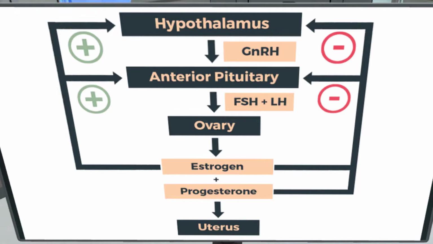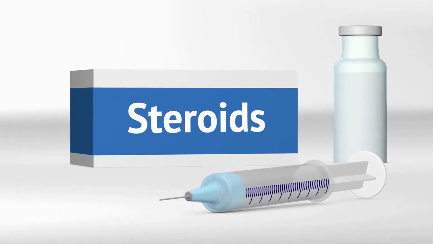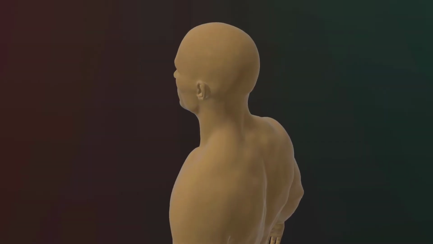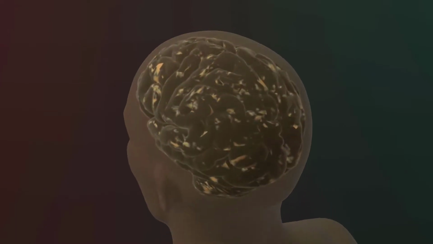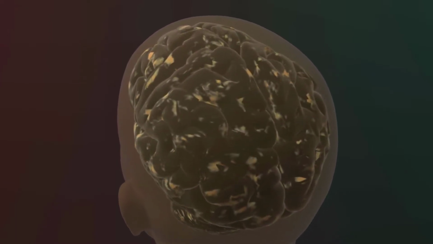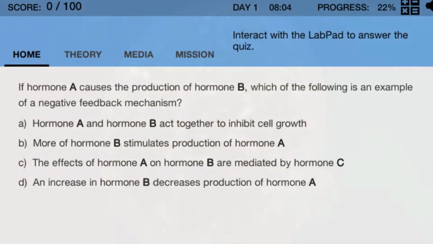Negative feedback loops are important factors for controlling hormonal levels. Increased levels of a steroid hormone, such as estrogen or progesterone, will signal to the hypothalamus and the anterior pituitary to slow down their production of GnRH or LH and FSH respectively, which consequently will result in a decrease of the levels of estrogen and progesterone. If hormone A causes the production of hormone B, which of the following is an example of a negative feedback mechanism?